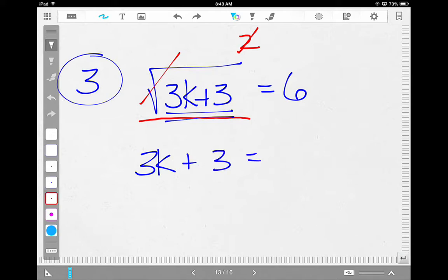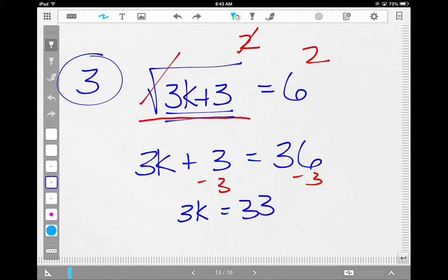If I square the left side to make that happen, I have to square the right side. So 6 squared in this case is 36. So now I have a normal looking linear equation that I can solve by subtracting 3 from both sides. That will leave me 3k equals 33. Now I can divide off that lead coefficient of 3, which is going to leave me k equal to 11.